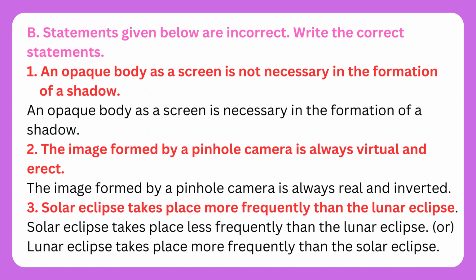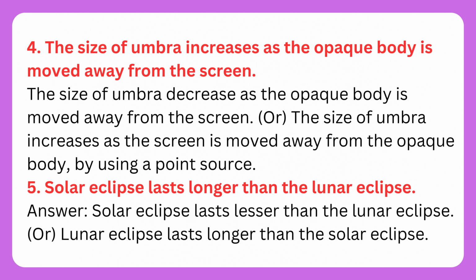3. Solar eclipse takes place more frequently than the lunar eclipse. Answer: solar eclipse takes place less frequently than the lunar eclipse. Or, lunar eclipse takes place more frequently than the solar eclipse. 4. The size of umbra increases as the opaque body is moved away from the screen. Answer: the size of umbra decreases as the opaque body is moved away from the screen. Or, the size of umbra increases as the screen is moved away from the opaque body, by using a point source.